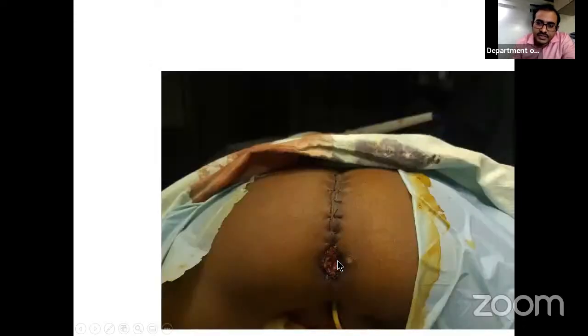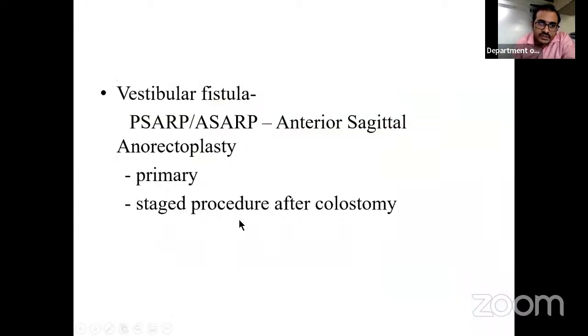This is the completed procedure. We closed the stoma for this patient, and she is also doing very well. Now, vestibular fistula. For vestibular fistula, we can do PSARP or ASARP. ASARP is the anterior sagittal anorectoplasty, where the incision is on the anterior aspect of the sphincter muscle complex. This can be difficult for dissection and reconstruction, but it is better from the anesthesia point of view, as the patient is in the supine position.